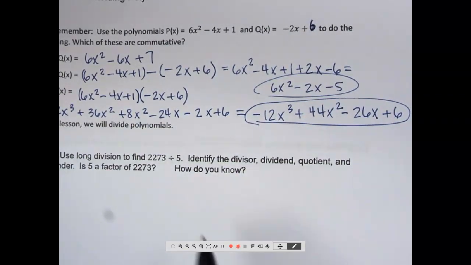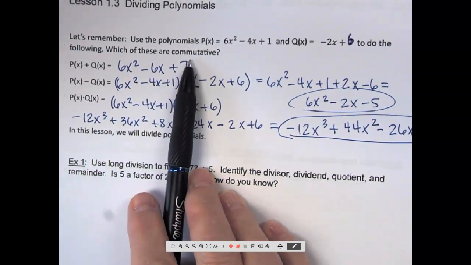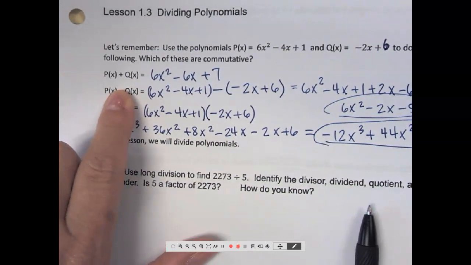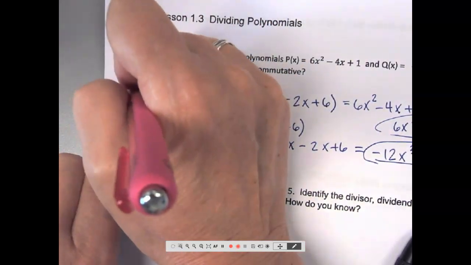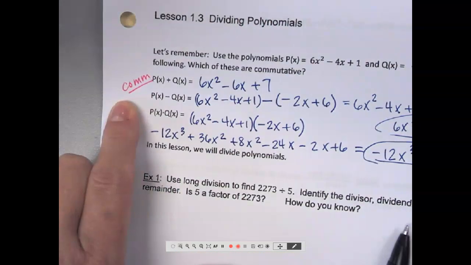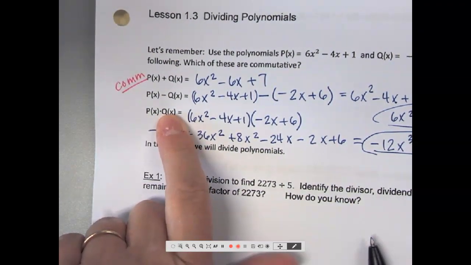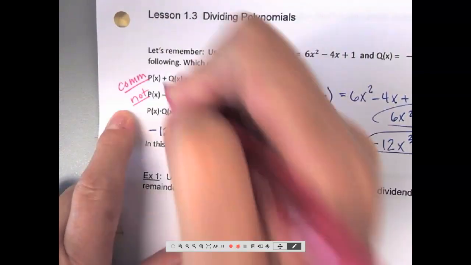Okay, so let's go back up to this question that I asked. Which of these are commutative? What does that mean? You can switch the order and get the same thing. Okay, so with addition, if I added q plus p, would I get the same answer? Yes. Sure. So that one is commutative. Subtraction. Would q minus p be the same thing? Not usually. I mean, occasionally you'll get the same thing, but as a general rule, no.